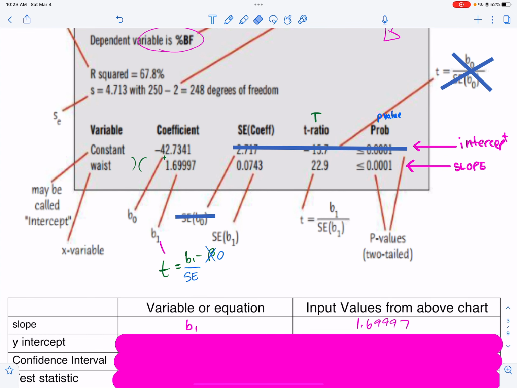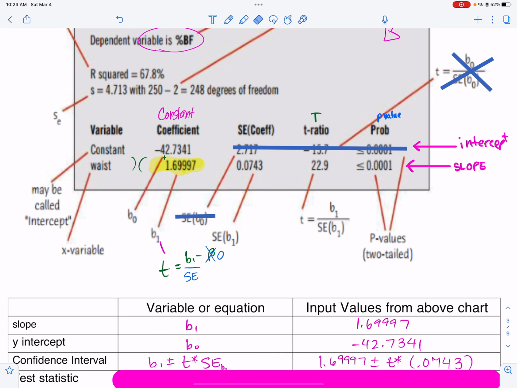The slope is B1, and it's located right here, 1.69997, and it's always here in the second column under coefficient. That word also might say constant. All right, so the y-intercept is B0, and that one is this value here, 42.73341.